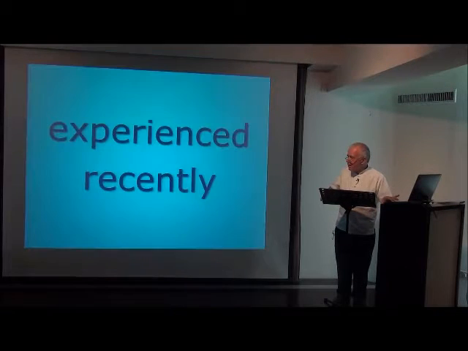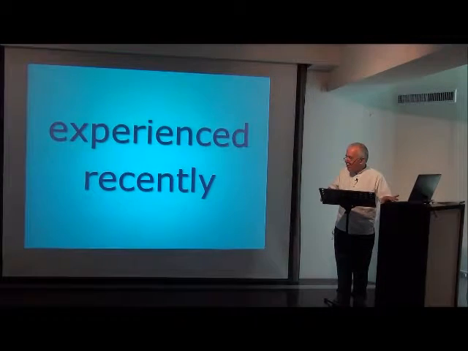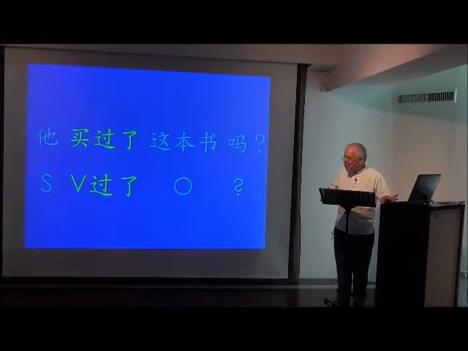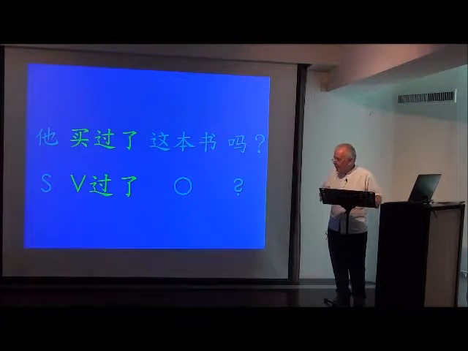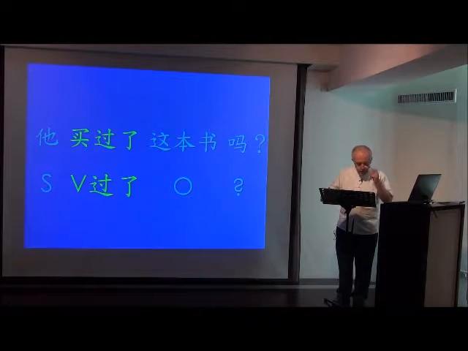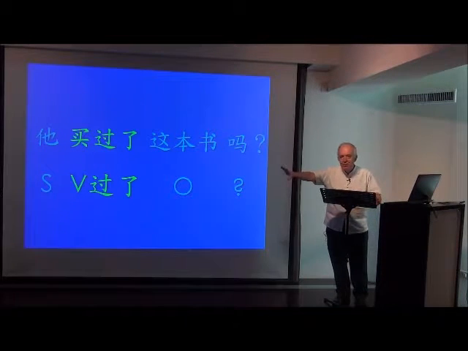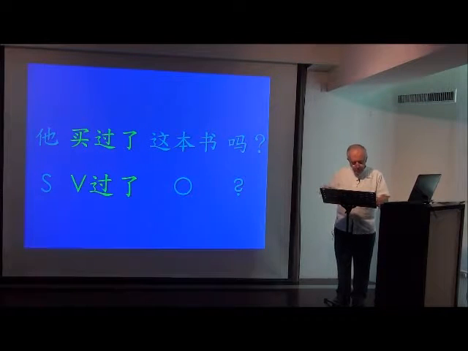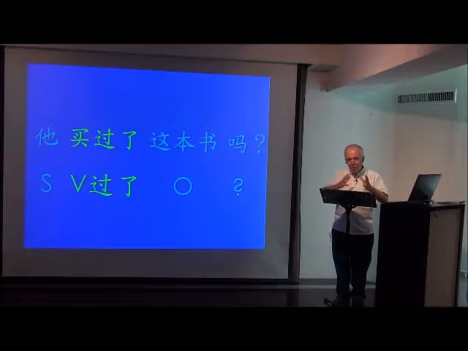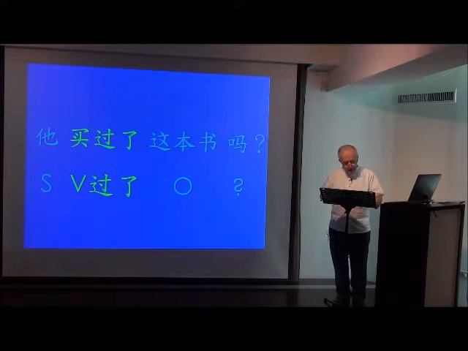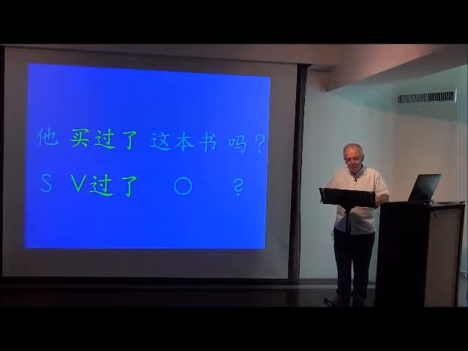But there's something similar which students have a bit of problem with. Experience more recently. 过了. 他买过了这一本书吗? 过了 is used when you're talking about something closer to the present time than the have-you-ever-done-it-before of experience 过. And so 过 means to pass through, and then the 了 indicates the completion of action.